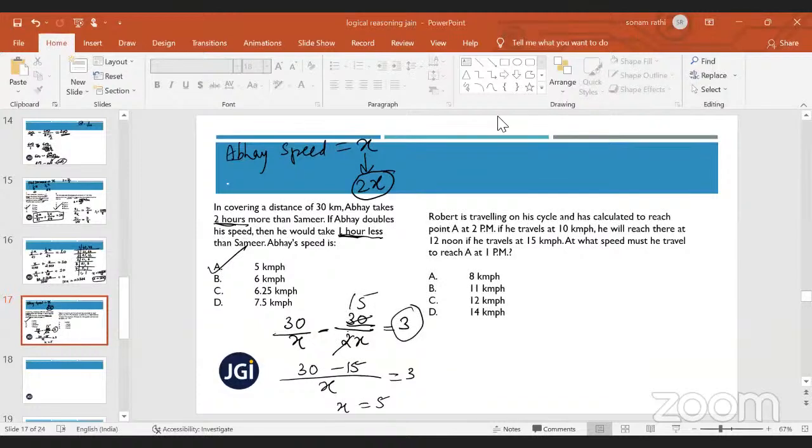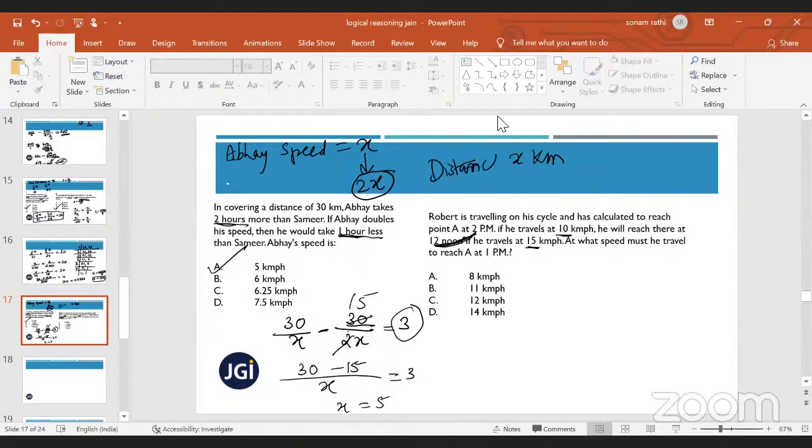Okay, question number 12. Robert is traveling on his cycle and calculated to reach a point A at 2 p.m. If he travels at 10 km per hour, he will reach there at 12 noon if he travels at 15. Okay, so it means, what is the question saying? If he travels at 10 and travels at 15, the gap is of how many hours? 2 hour gap, correct? So x is the speed, let's say. X kilometer is the distance, let's say.